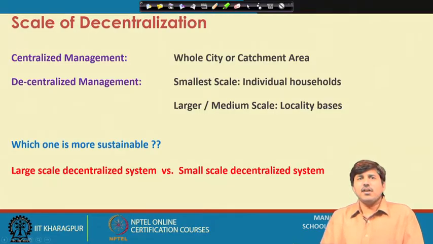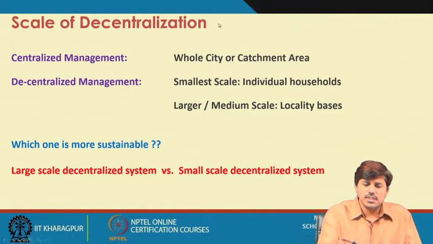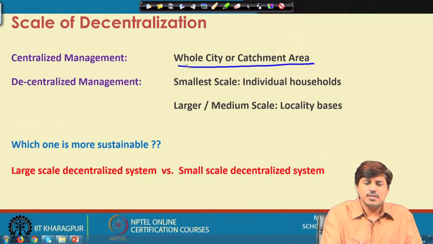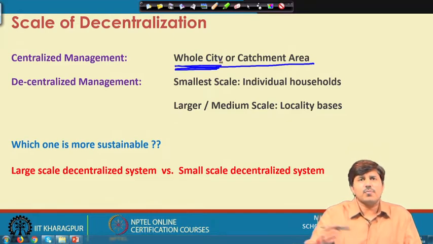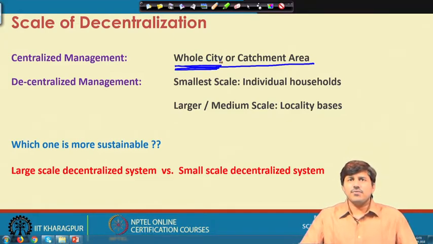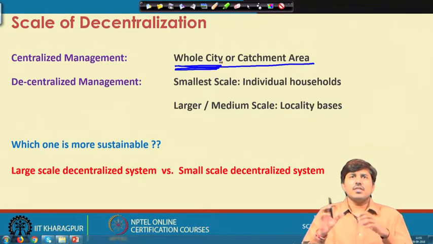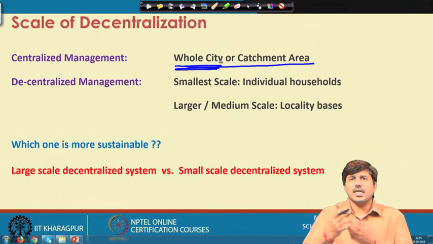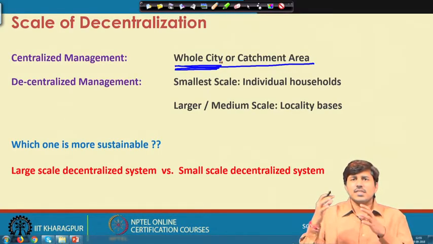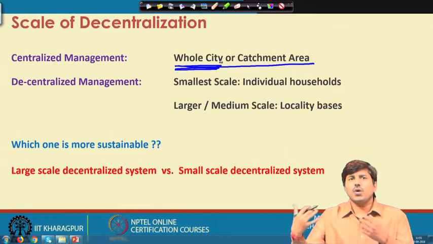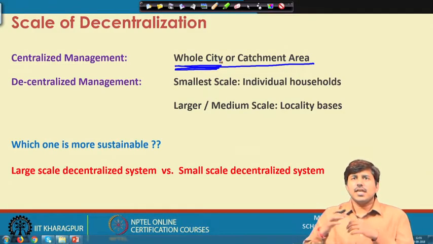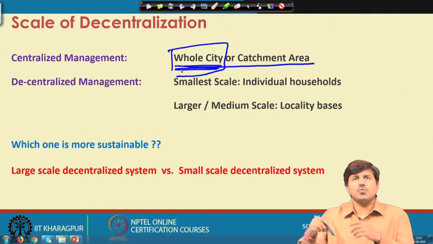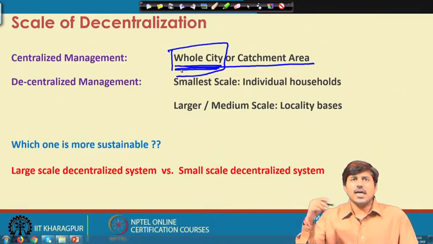So, if we see this scale of decentralization, centralized management essentially is the whole city or the catchment area. That is what we call centralized management, generally the whole city, because the entire catchment area is never possible to tap. Essentially, from a hydrological perspective, there is nothing as such as a centralized system, because it is almost impossible to tap the entire catchment area. So, it becomes a question of the scale of decentralization. A centralized system will consider the whole paved area of a city to be processed together, whereas decentralized systems are smaller.